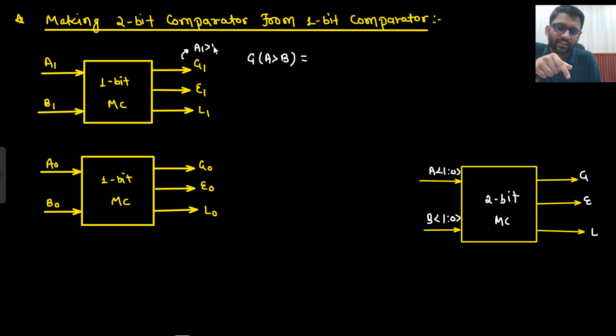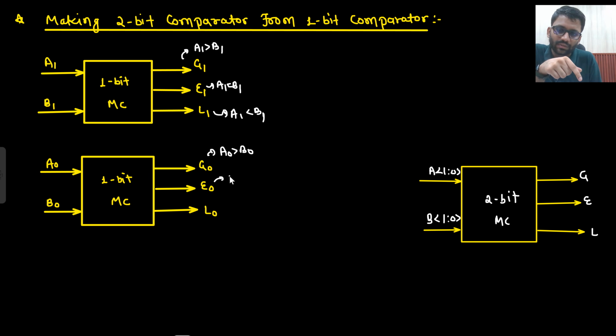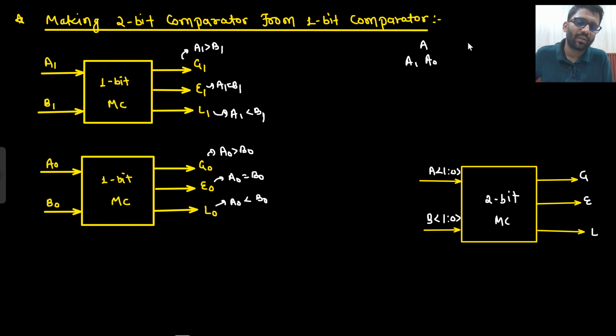This shows that A1 is greater than B1. What does this show? That A1 is equal to B1. And this shows that A1 is less than B1. What does this show? That A naught is greater than B naught. What does this show? A naught is equal to B naught, and this shows A naught is lesser than B naught. And what is my input? Input is A1 A naught and B1 B naught.